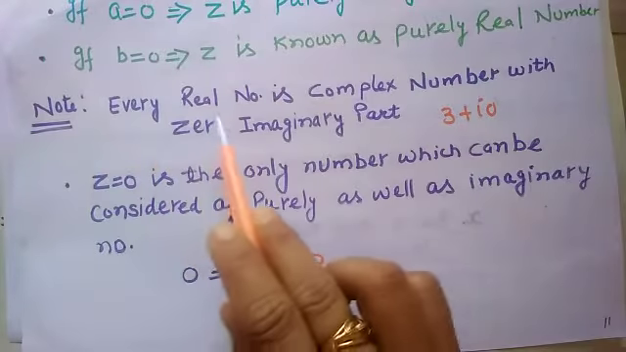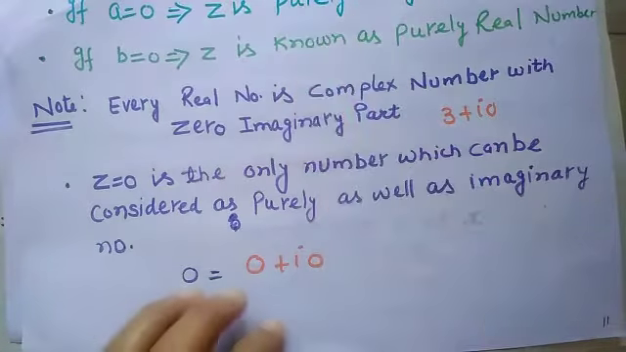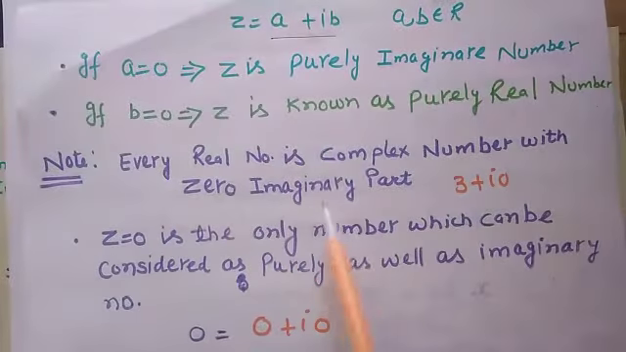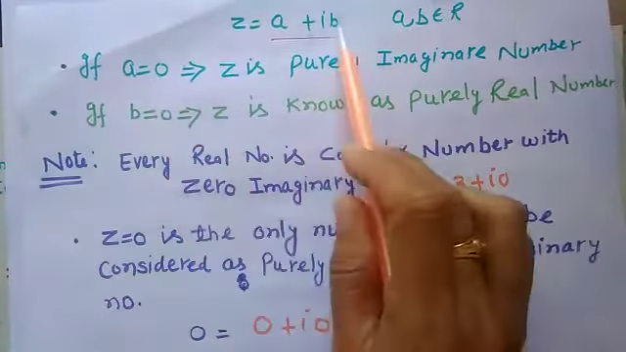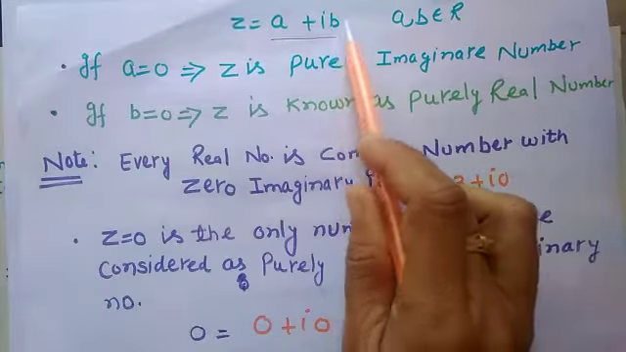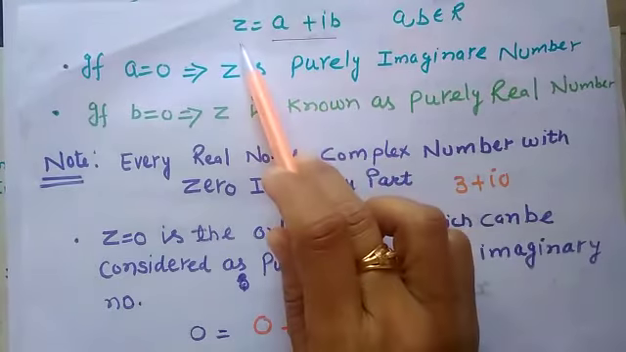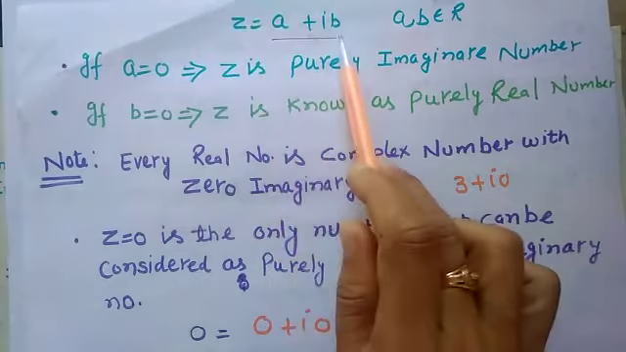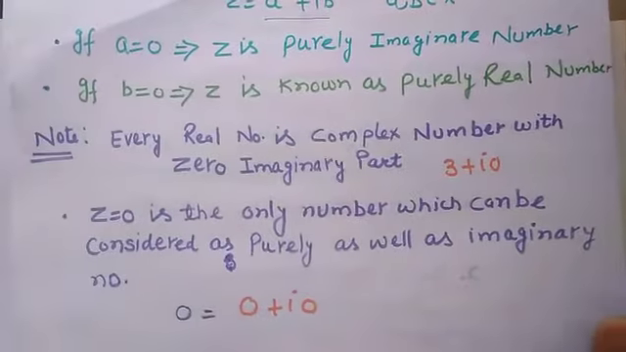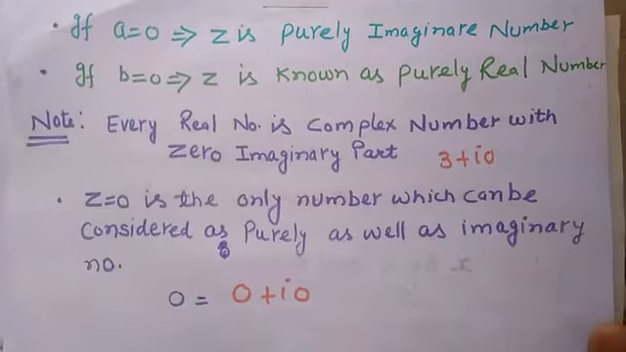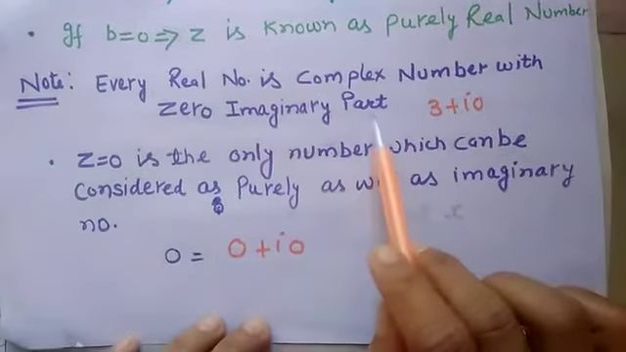Note, every real number is a complex number. We have observed from this thing that every real number is a complex number. As you can see, when b becomes 0, the imaginary part will become 0. So this whole becomes real. But we are representing it as a complex number. It means that every real number can be represented as a complex number, but every complex number cannot be represented as a real number. Every real number is a complex number with a 0 imaginary part.